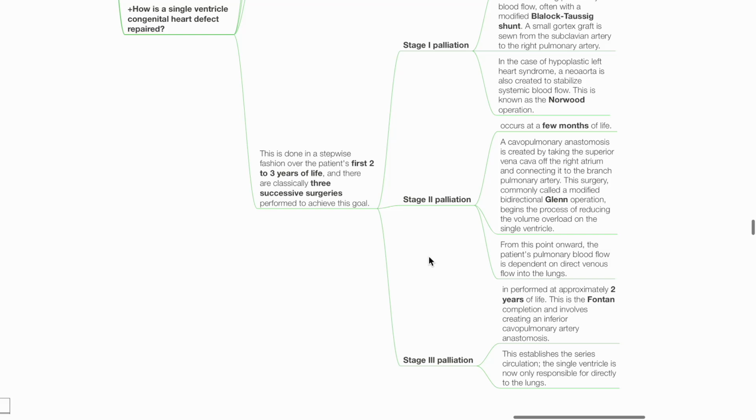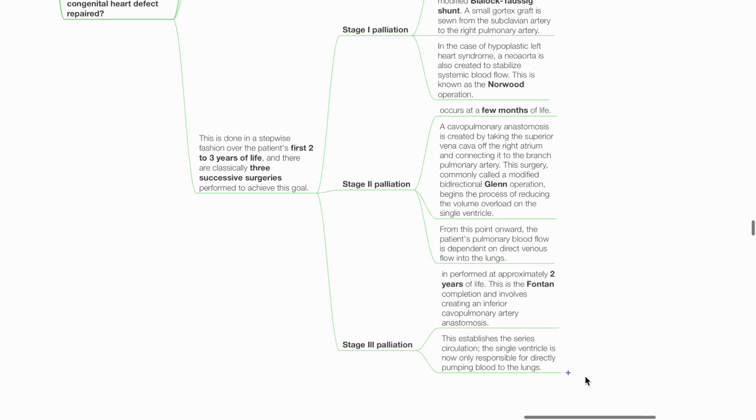Stage 3 palliation is performed at approximately 2 years of life. This is the Fontan completion and involves creation of inferior cavopulmonary artery anastomosis. This establishes the series circulation. The single ventricle is now responsible for directly pumping blood to the lungs.